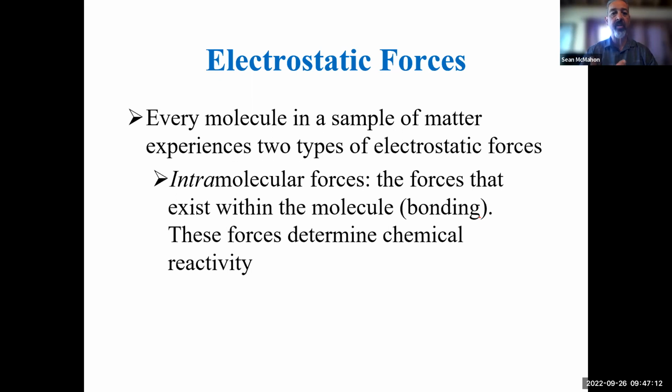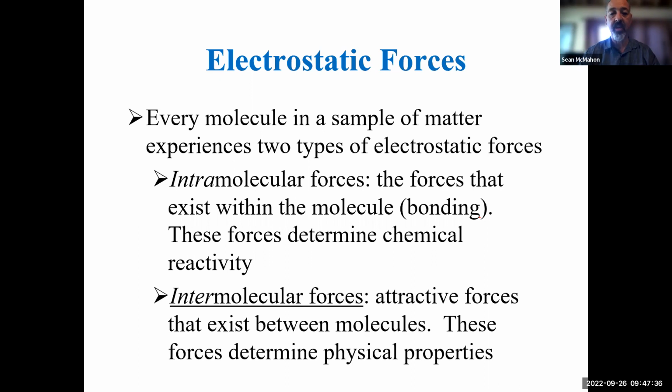So the bulk of this chapter so far has focused on intramolecular forces. That's the forces within the molecule. So in this case, primarily with Lewis dot, it's the covalent bonds, whether they're polar or nonpolar. But you can also think of ionic bonds, even though there's a complete electron transfer, as an intramolecular force.